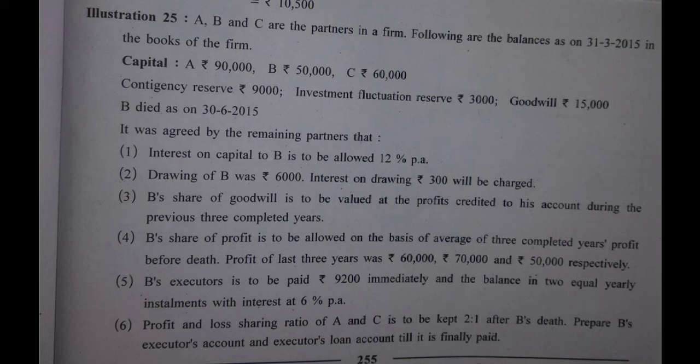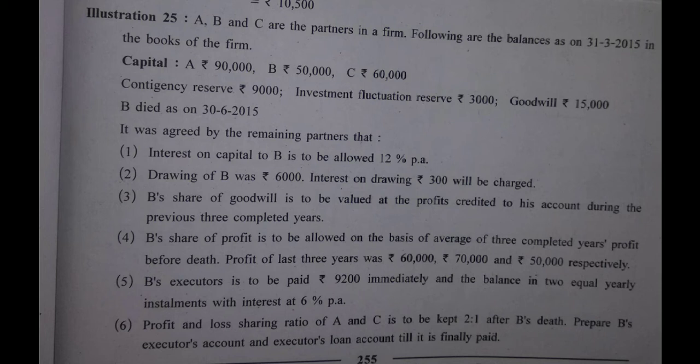The main thing, see adjustment number 6. Profit and loss sharing ratio of A and C is to be kept 2:1. This is the last adjustment. They say after B's death, what we are supposed to prepare. I'm reading the last line, please pay attention. Prepare B's executor's account and executor's loan account till it is finally paid. Alright, let us read the question then.